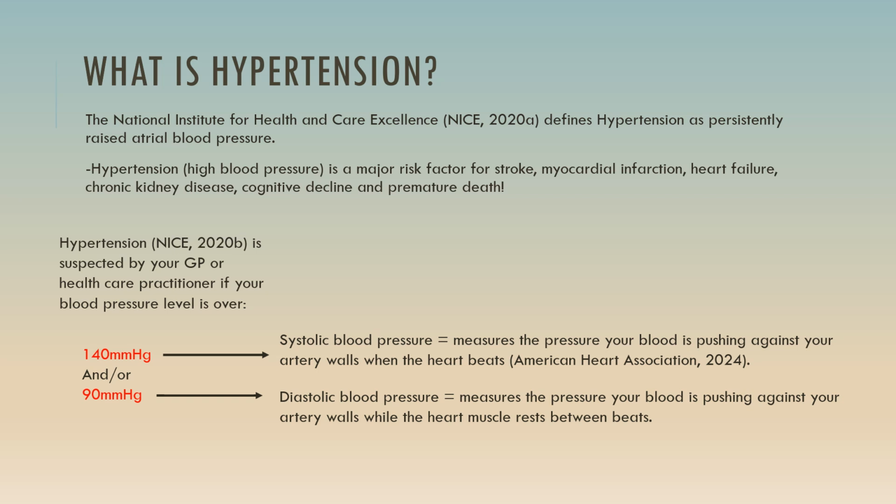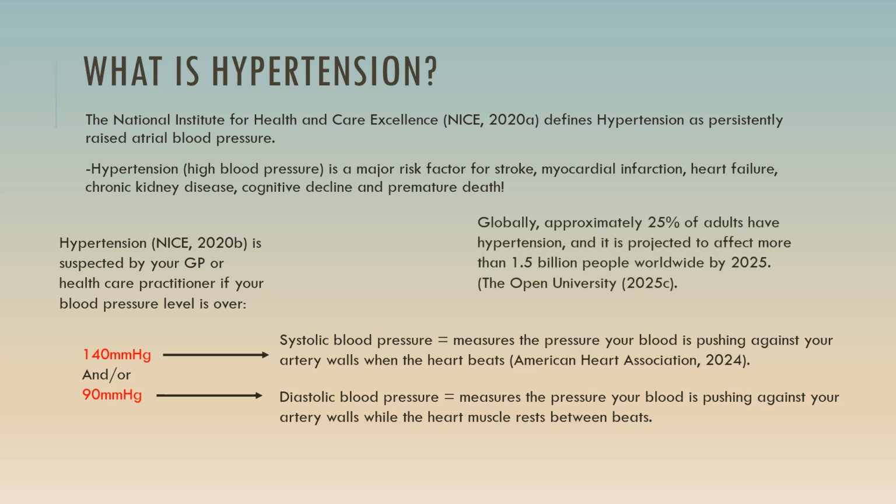Hypertension is suspected by your GP or healthcare practitioner if your blood pressure level is over 140 millimeters of mercury over 90 millimeters of mercury. This top reading of 140 is your systolic blood pressure, which measures the pressure your blood is pushing against your artery walls when the heart beats. The bottom reading of 90 millimeters of mercury is your diastolic blood pressure reading. This measures the pressure your blood is pushing against your artery walls while the heart muscle rests.